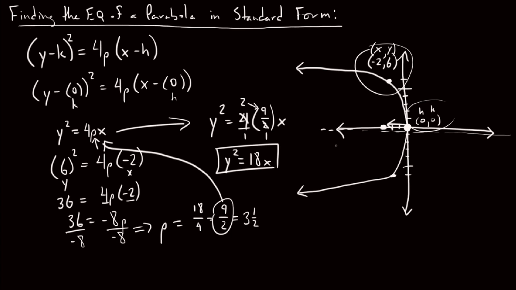To say a few more things about this, the p-value was negative. I said 3.5, man, I'm making mistakes all over the place. This is 4.5, please forgive me, and negative. Life's about second chances these days anyways, I hope. Our focus would lie 4.5 units to the left of 0, 0, so if I had drawn this accurately we could call this point negative 4.5, comma 0. And the directrix lies 4.5 units to the right, on the line x equals 4.5.